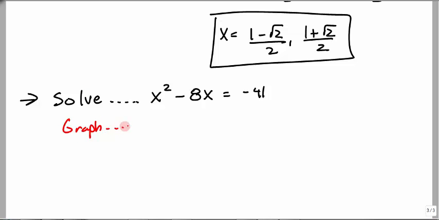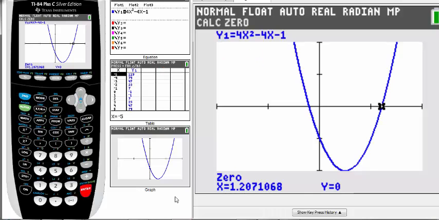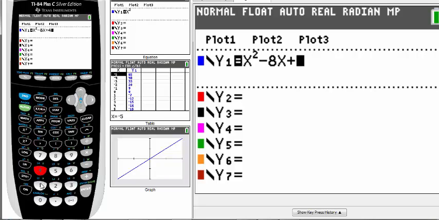Okay, so if I'm asked to solve this, the first step I'm going to take is to graph it. Now remember, to graph this, it has to be set equal to 0. So I'd add that 41 across. So I'd have a plus 41. So x squared minus 8x plus 41. Let's go ahead and graph it. Y equal, let's clear what's there. X squared minus 8x plus 41. And let's hit graph.